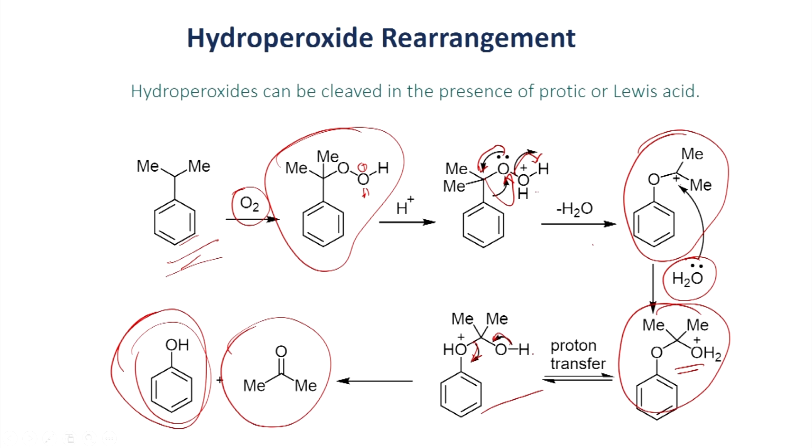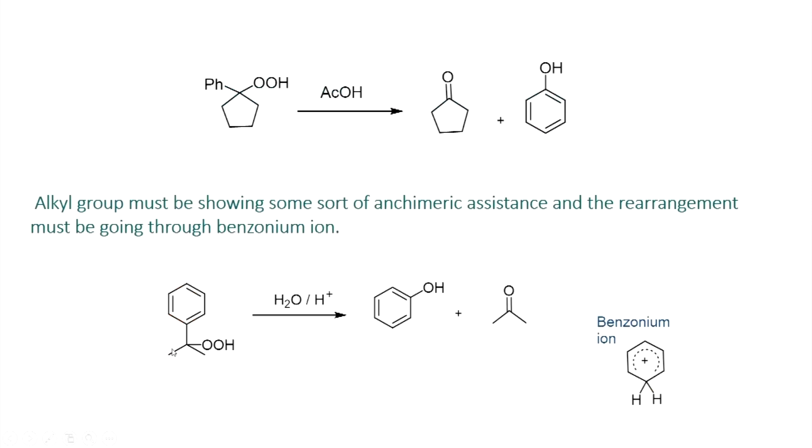This is a very common method to prepare phenol and acetone from cumene. When you react it with oxygen, you form the hydroperoxide. When you react with acid, you will be able to convert it into phenol and acetone as the byproduct.